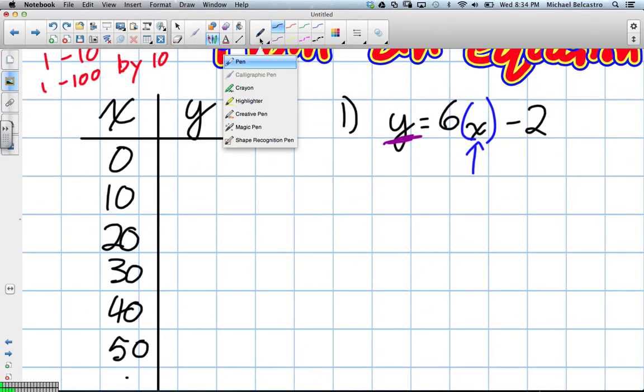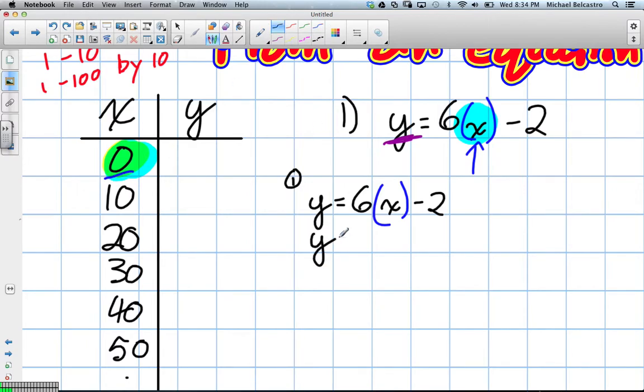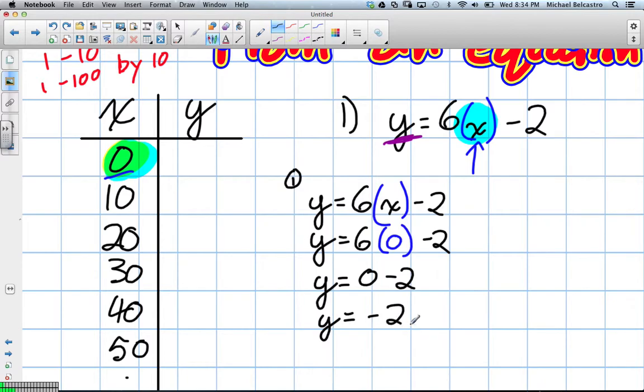So for the very first one, what we're going to do is replace the x in the equation, so let's do it in blue here, the x in the equation with the x value. Our equation originally read, and I'll call this equation 1, y equals 6x minus 2, but we're going to replace x with 0. So now it's going to read y equals 6 times 0 minus 2. What is 6 times 0? Do you know off the top of your head? Yeah. 0 minus 2, y equals negative 2. So our first value is negative 2.